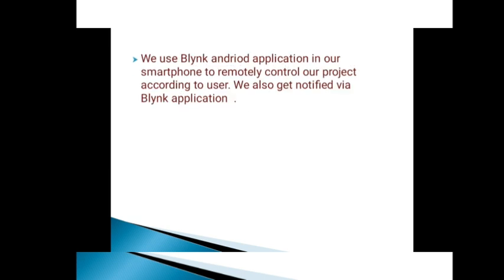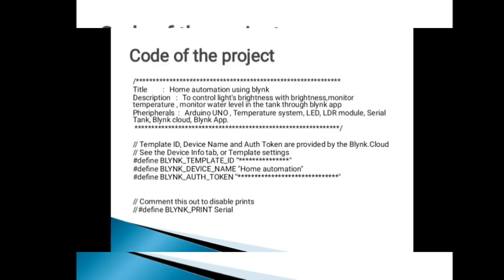We use the Blynk Arduino application on our smartphone to remotely control our project according to the user. We also get notified via the Blynk application, which means by using the Blynk Arduino application we can control the project from the smartphone. That's it. And this is the code of our project.